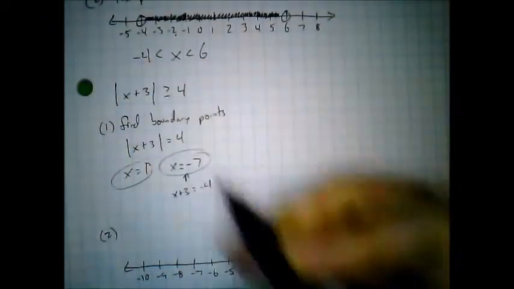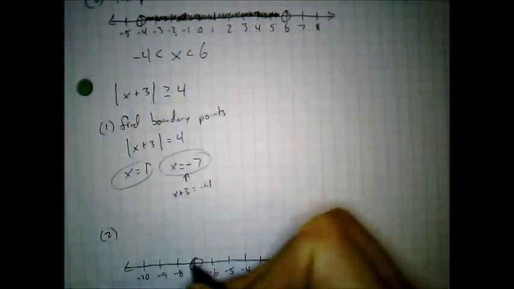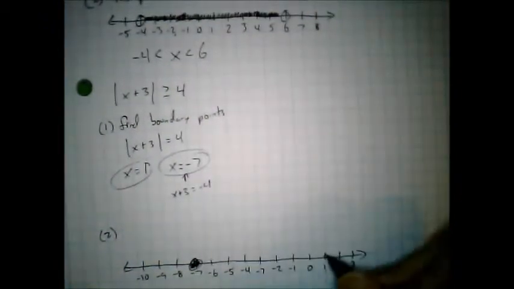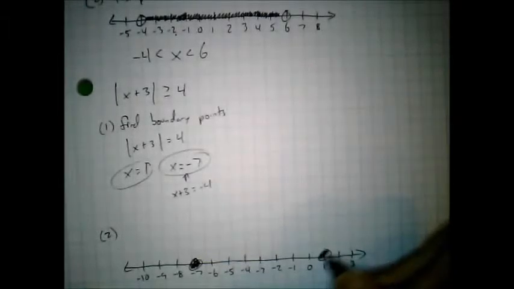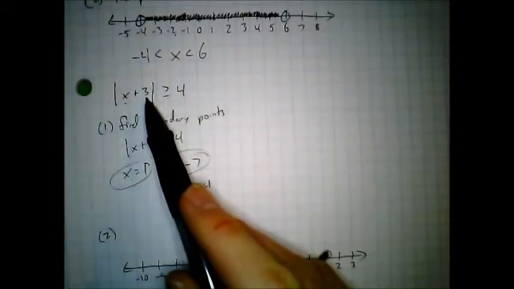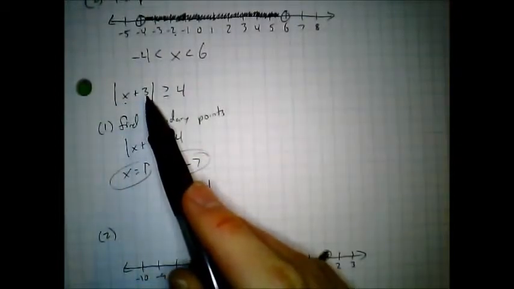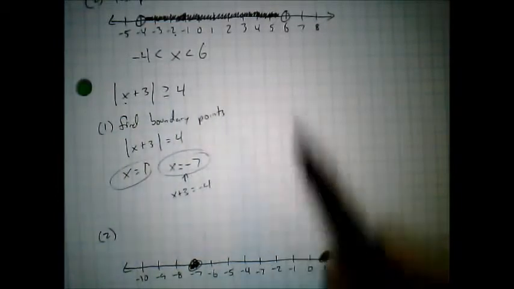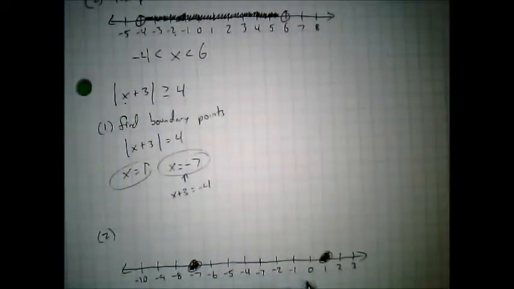Okay, they're shaded in now because we have the or equals to. That's nothing new. Now I just got to figure out whether I'm going to shade in between or going off to the outside. I don't really know yet, so I'm going to pick a point in between. Negative 6 plus 3 is negative 3. Absolute value is positive 3. That's not greater than 4. So in between doesn't work, so let's double check on the outside.